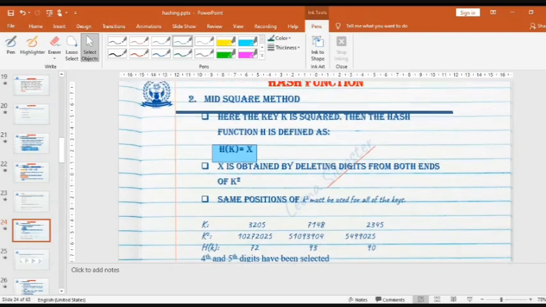So the next method is the mid square method. This method is also a very simple one. First of all, k is squared. Then the hash function is defined as h of k equal to x, where x is obtained by deleting digits from both sides of k square. So I will explain it.